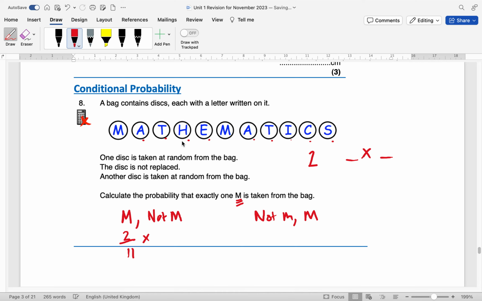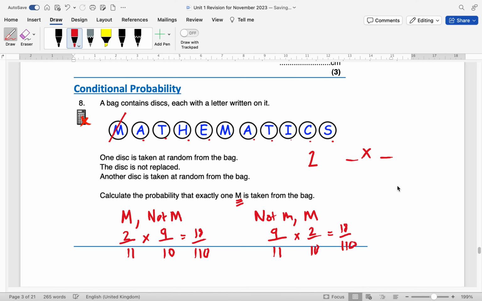times, how many of them are not M? Did we say 9? But if we've taken an M first time, there's only 10 left. So that's 18 out of 110. On the flip, the chances of not getting an M is 9 over 11. But if I take a letter that's not an M, be it the A or the H or whatever, then I now have 2 M's still left, but out of 10. So again, that is 18 out of 110.